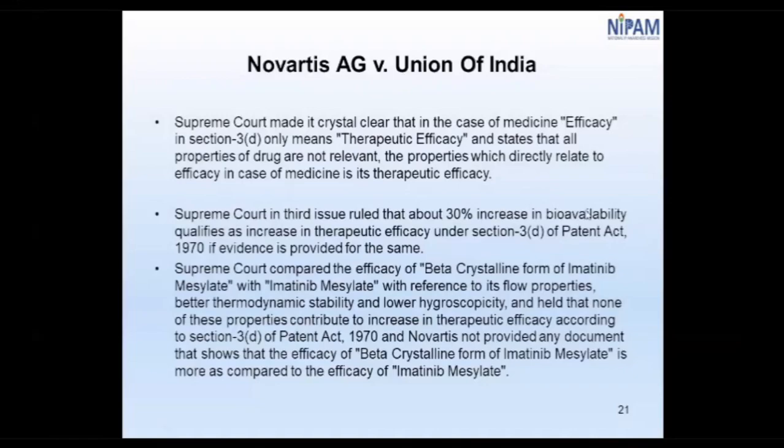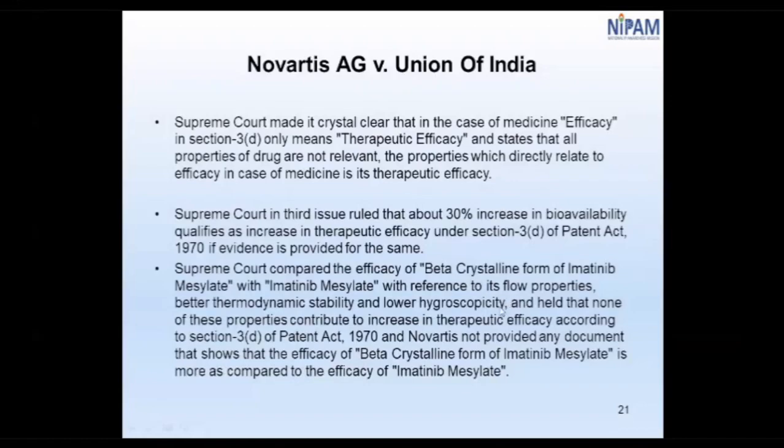The court ruled that about a 30% increase in bioavailability qualifies as an increase in therapeutic efficacy under Section 3D of the Patent Act if evidence is provided. The Supreme Court compared the efficacy of the beta crystalline form of imatinib mesylate with imatinib mesylate with reference to its flow property, better thermodynamic stability and lower hygroscopicity, and held that none of these properties contribute to an increase in therapeutic efficacy according to Section 3D of the Patent Act, and Novartis did not provide any document showing that the efficacy of the beta crystalline form is more than that of imatinib mesylate.